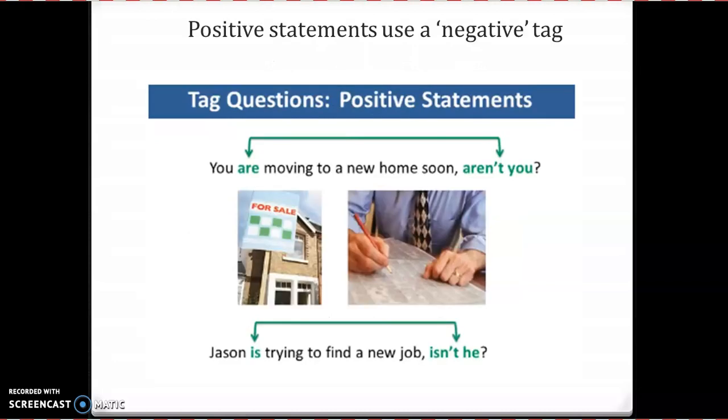Positive statements use a negative tag. You are moving to a new home soon, aren't you? Here you can see the first part of the sentence is a positive, and the tag question at the end is negative, and it's using the same verb. In the second example we have, Jason is trying to find a new job, isn't he? Again, we have a positive statement using a negative tag.